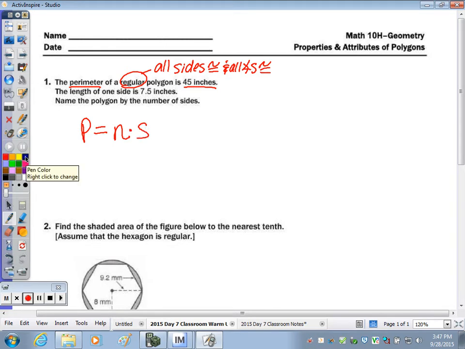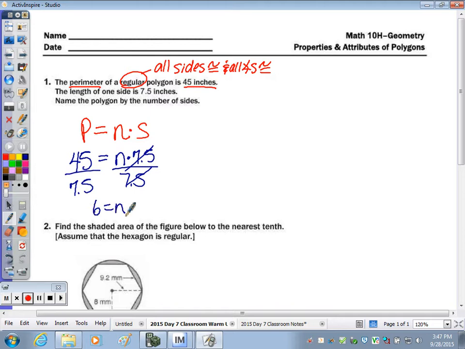Name the polygon by the number of sides. So I'm looking for n. I substitute the length of the perimeter: 45 equals n times 7.5. To solve for n, we have to divide. 45 divided by 7.5 is 6. So the polygon is a hexagon, as it has 6 sides.